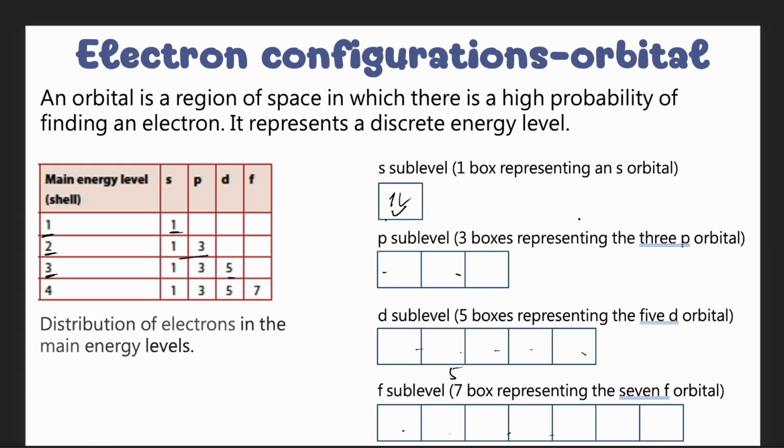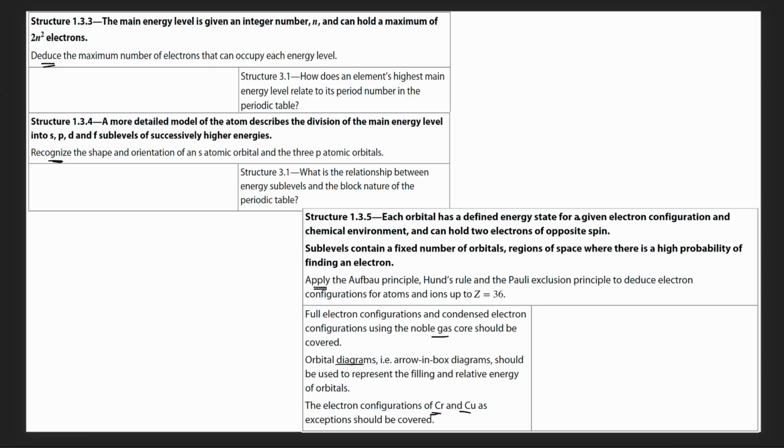Let's go back into the subtopics. So these are the linking questions. Okay, how does an element's highest main energy level relate to its period number? Okay, so the relationship between an element's highest main energy level and its period number in the periodic table is that the period number of an element directly indicates the highest main energy level that is occupied by electrons in that element. So the period number of an element corresponds to its highest main energy level that contains electrons.